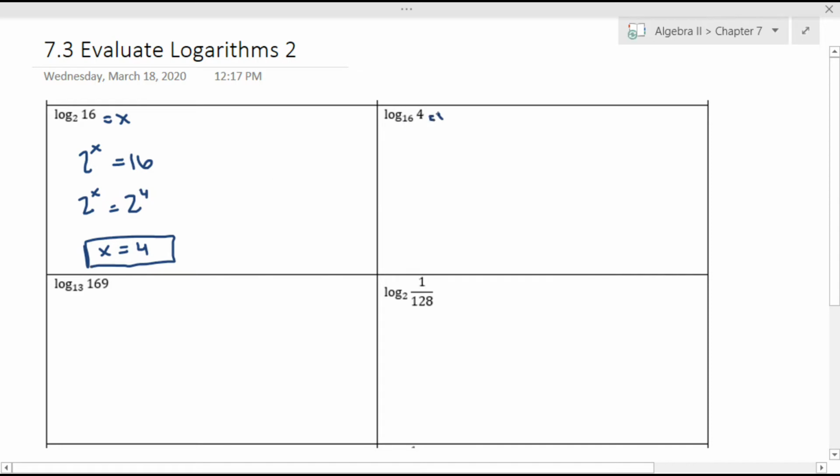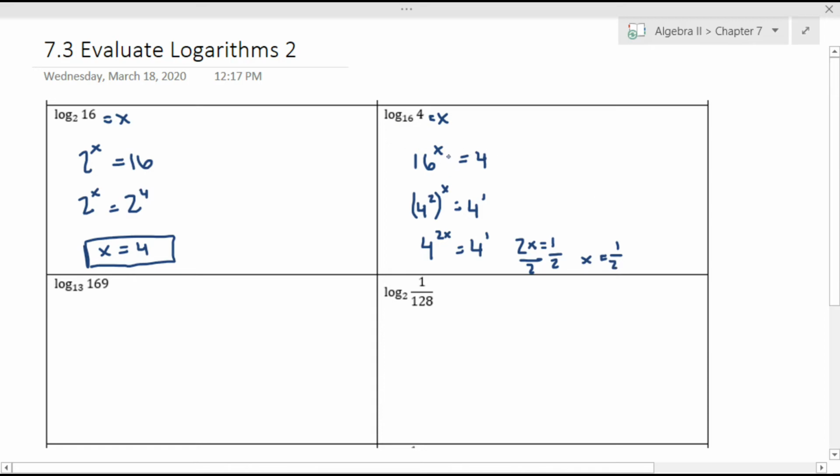This one, same thing. 16 to the power of x is equal to 4. I want to have the base of 4, so this one is already 4 to the 1st. 16 is 4 squared, so that's to the power of x. So 4 to the power of 2x is equal to 4 to the power of 1. I set the exponents equal to each other, and I get 2x is equal to 1. We divide by 2, and x is equal to 1/2.